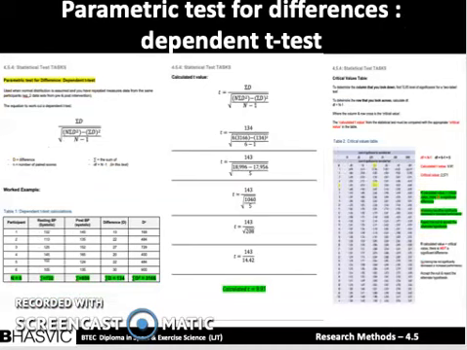Parametric test for difference. Independent t-test. The independent t-test compares the means of two related groups to determine whether there is a statistically significant difference between these means.